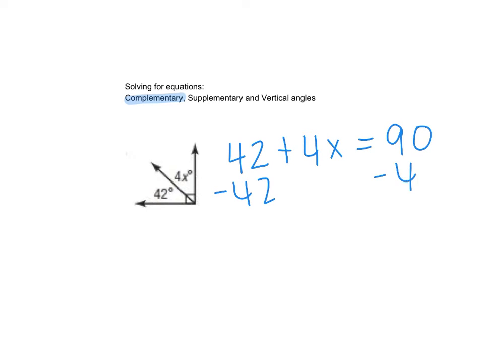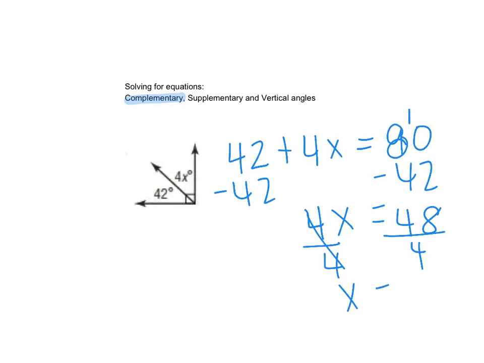Let's try a second example. I have two angles that add up to 90 degrees, so they are complementary, and I can set up an equation equal to 90 degrees. So 42 plus 4x is equal to 90. I subtract 42 from each side, and I have 4x is equal to 48. I divide both sides by 4, and x is equal to 12.